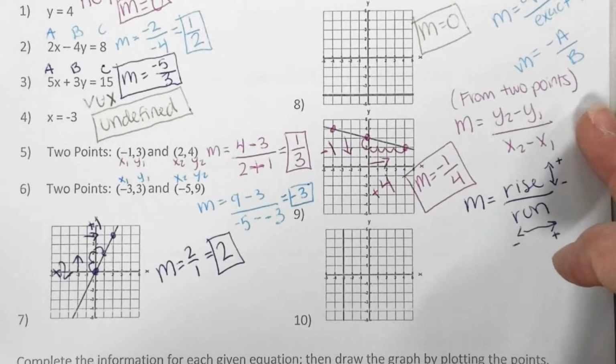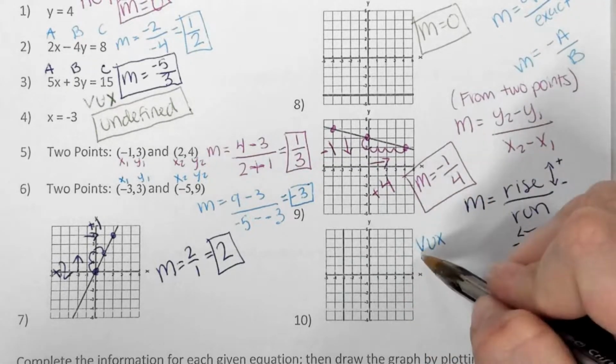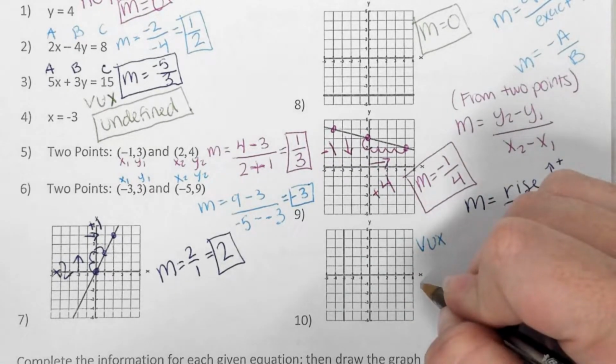Okay, and number 10 is also a special case. It is a vertical line, which means it's VUX, vertical undefined x equals equation, so it's an undefined slope.